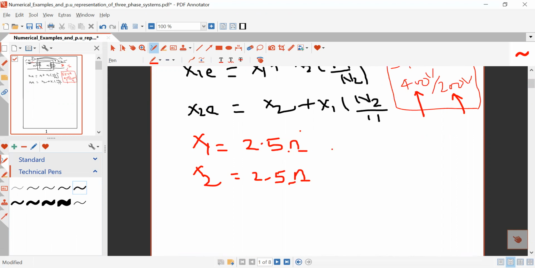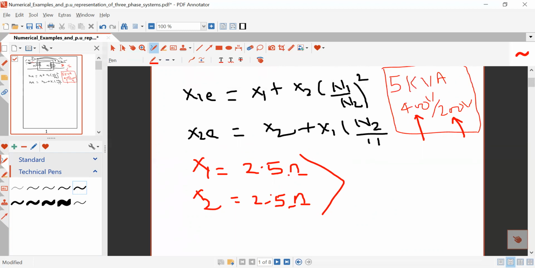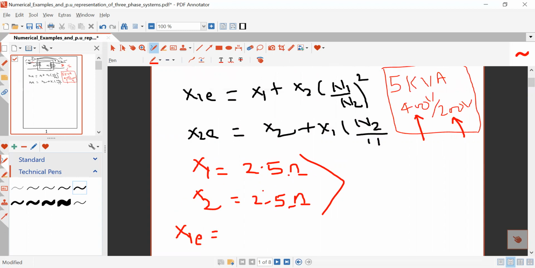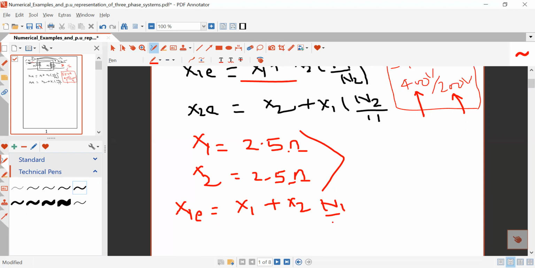Now the question is to calculate total reactance of the transformer in per unit. How will you calculate total reactance of the transformer in per unit? So in conventional unit, what will be the total reactance of the transformer? Referred to the primary, you can use this formula: X1 plus X2 into (N1 by N2) whole square.